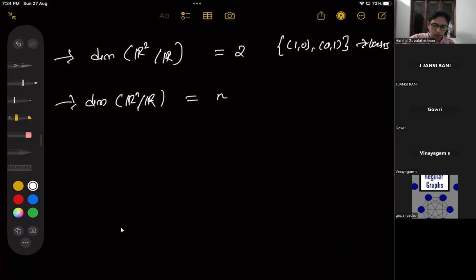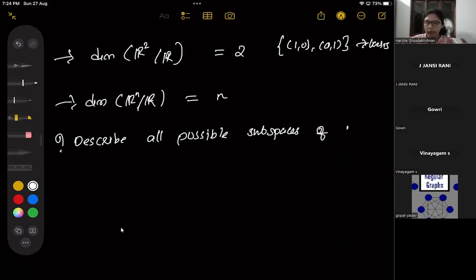Now, let's see the number of possible subspaces of R2. We know what is R2. R2 is R cross R, the plane, and R2 means it is over the field R. So here the question is to describe all possible subspaces of R2.